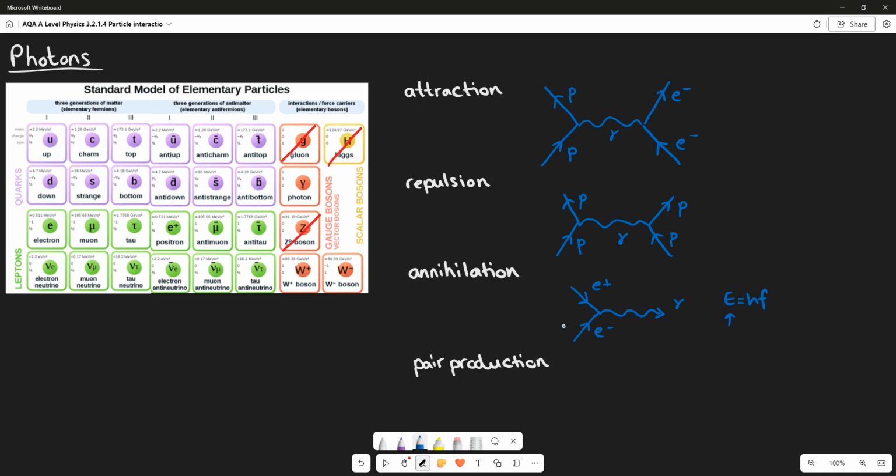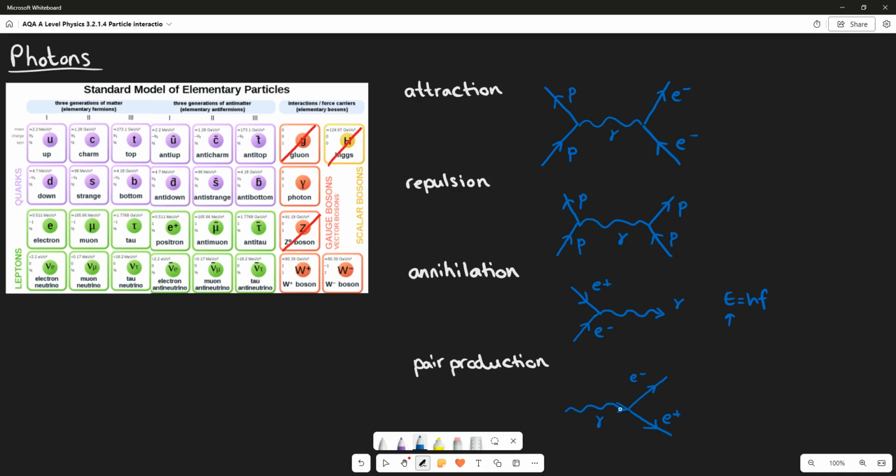Pair production is the opposite of annihilation. You start off with a photon, you start off with energy, and at a certain point, it will generate a particle and antiparticle. Let's use the electron again, electron and a positron. It's nice and simple. So there we have pair production.